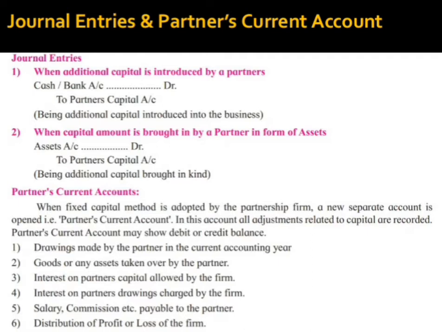Number one, drawings made by the partner in the current accounting year. Goods or any assets taken over by the partner. Interest on partner's capital allowed by the firm. Interest on partner's drawings charged by the firm. Salary, commission, etc. payable to the partner. And distribution of profit or loss of the firm. All these entries must be entered in the partner's current account.